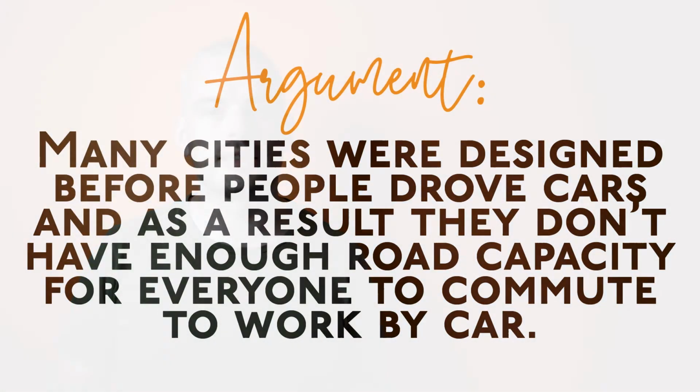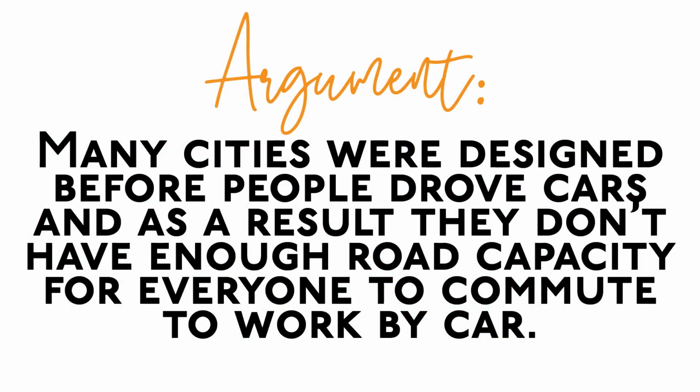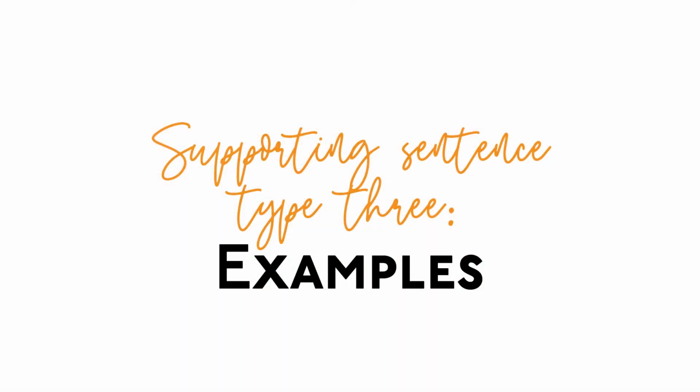The next thing you could be doing in these supporting sentences is giving an argument, and that's just giving a reason for something. So you might write something along the lines of, many cities were designed before people drove cars, and as a result they don't have enough road capacity for everyone to commute to work by car.